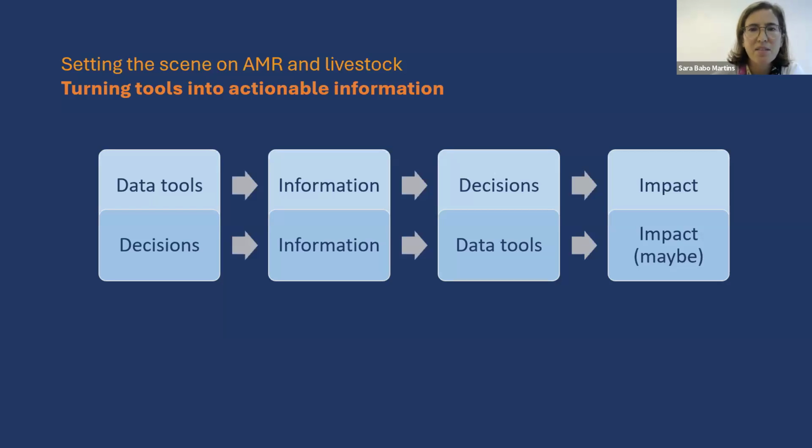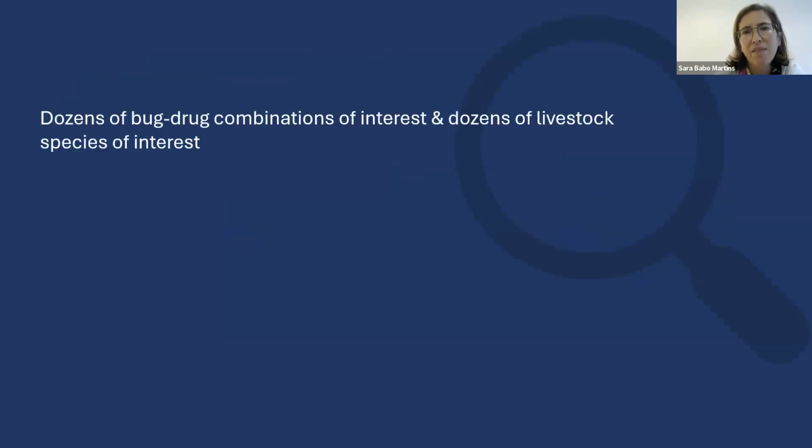There are several reasons for that, particularly on the AMR side, and they're all linked to the complexity of AMR. It starts with the fact that in livestock there are dozens of bug-drug combinations of interest, each with its own dynamics and challenges. AMR is not a single condition, it's actually an underlying process for disease, and so it cuts across all these bug-drug combinations and livestock species.